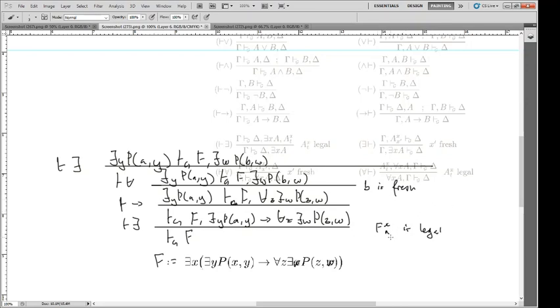So we've substituted b for x into f, which means that we get exists y p b y implies for all z exists w p z w. Okay, great. So now we have this p b y, which we want to move over onto the left side, which we can do by just applying the same rule over again. So we'll do that, and I'll just write here that this substitution f x b is legal. That's legal.